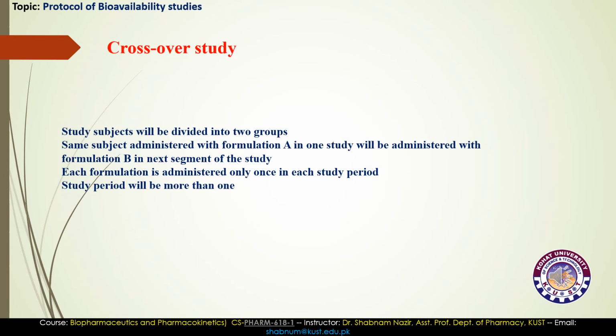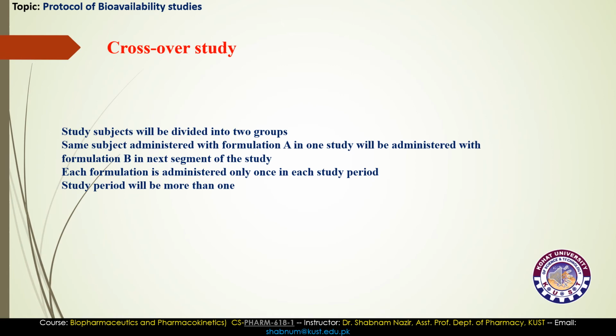In case of a crossover study, study subjects are divided into two groups. For example, there are two formulations, formulation A and B. One group would be administered formulation A, while the second group would be administered formulation B in one segment of the study. The same subject administered formulation A in one segment will be administered formulation B in the next segment. So each formulation is administered only once in each study period, and the more formulations there are, the greater the number of segments of the study.